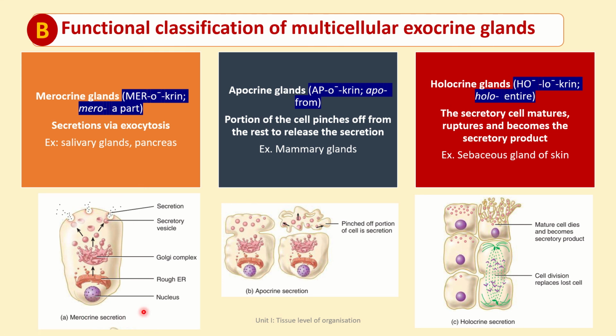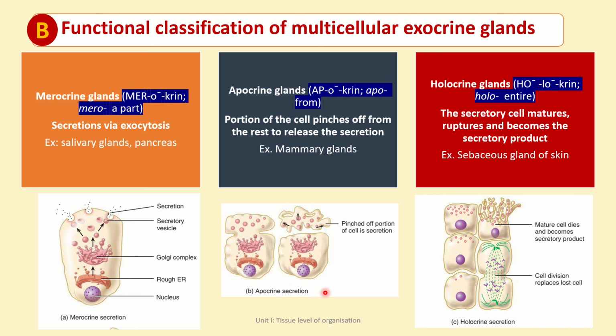So what happens in merocrine secretion? This is a typical cell where you can observe that there's a nucleus, and a rough endoplasmic reticulum which is synthesizing the proteins. In merocrine secretion, they synthesize the proteins on the rough endoplasmic reticulum. From there, the proteins will get processed, stored and packaged by the Golgi complex and then ultimately released from the cell in the form of secretory vesicles, and the process is called exocytosis. So secretion via exocytosis of a part is done by merocrine glands. Examples are the salivary glands and the pancreas.